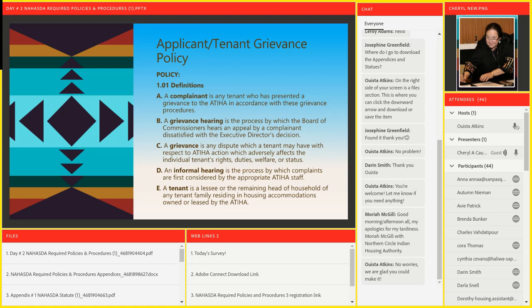Definitions. A complainant is any tenant who has presented a grievance to the housing entity in accordance with the grievance procedures. A grievance hearing is the process by which the Board of Commissioners or your tribal council, or whoever your governing body is, hears an appeal by a complainant dissatisfied with your executive director's decision. A grievance is any dispute which a tenant may have with respect to action which adversely affects the individual's tenant rights, duties, welfare, or status.